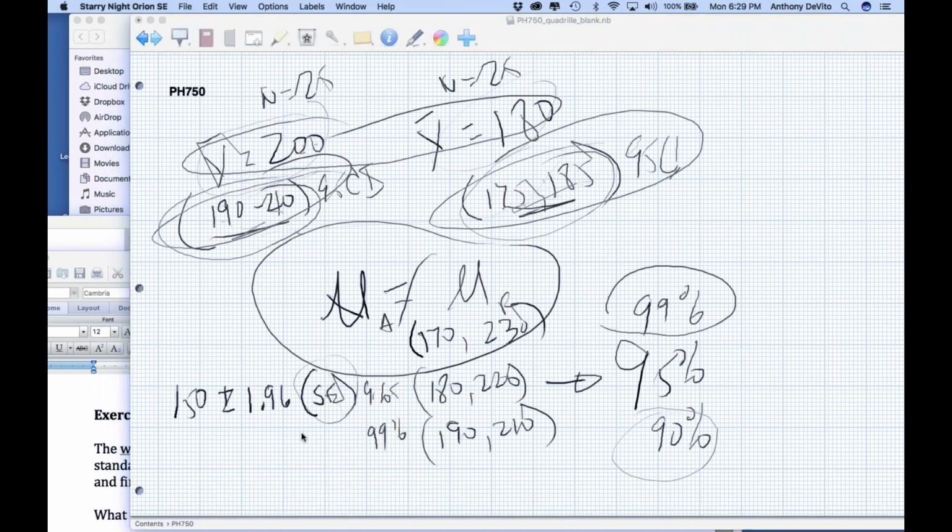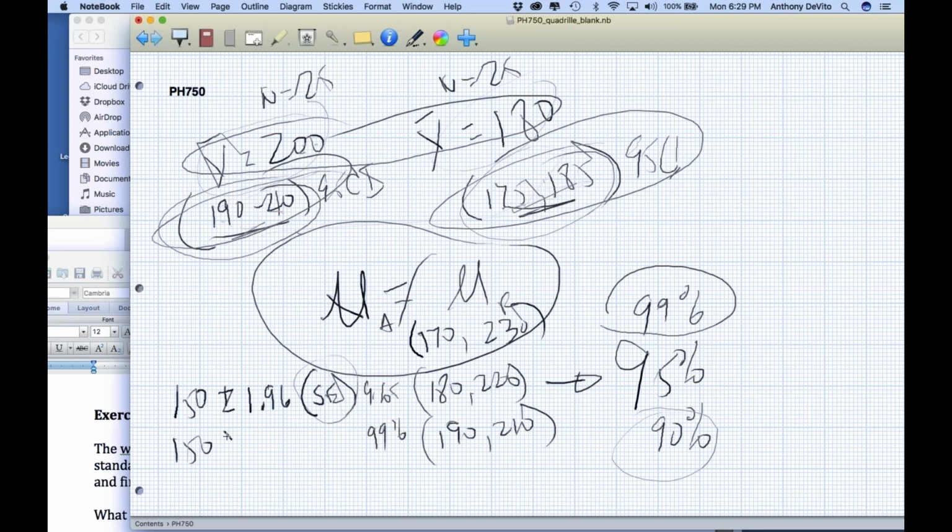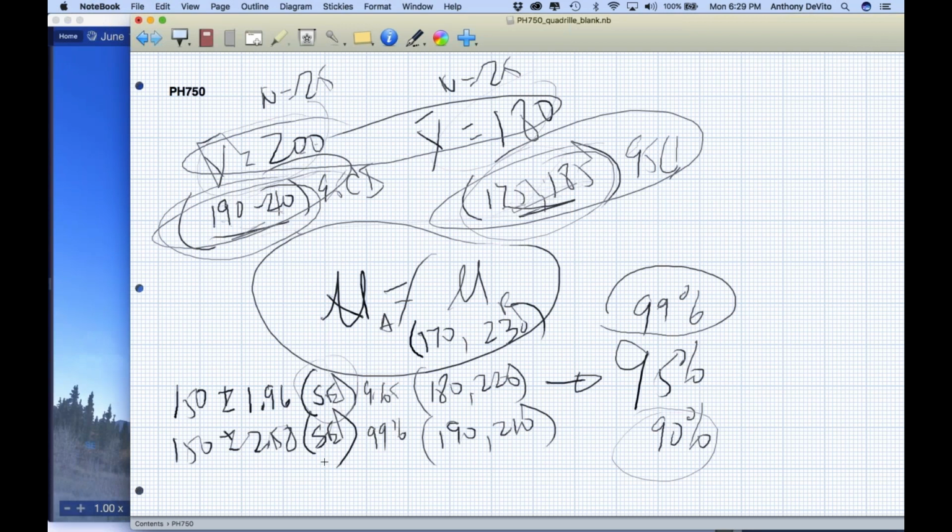Exactly, you change that z-score. 150 plus or minus 2.58 times the standard error, right? So now it's a wider range. What do you think we call this part over here? 1.96 times the standard error, 2.58 times the standard error. What do you think a good name for that would be? How about margin of error? That's what we call the margin of error, right? That's part of our confidence interval.